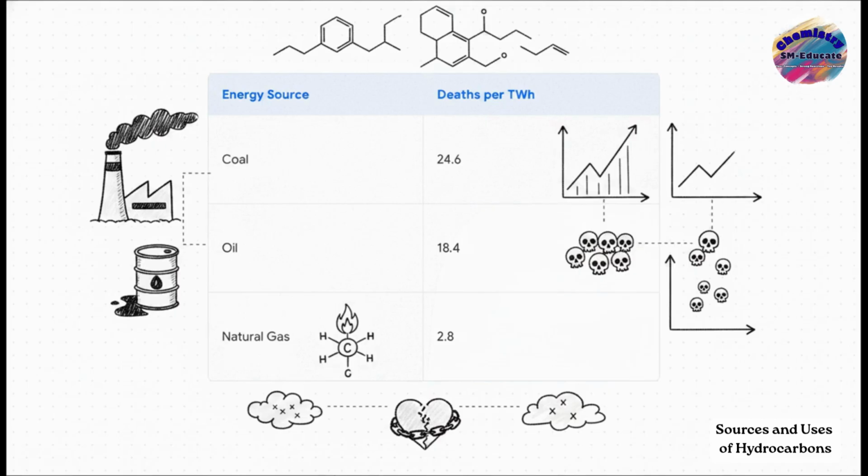Look at these death rates from accidents and air pollution per terawatt hour of energy generated. Coal results in nearly 25 deaths per terawatt hour. Oil sits at over 18 deaths. But natural gas, even though it's still a hydrocarbon, it drops that number drastically to less than 3 deaths per terawatt hour. The specific type of hydrocarbon we choose to utilize completely changes the public health outcome.